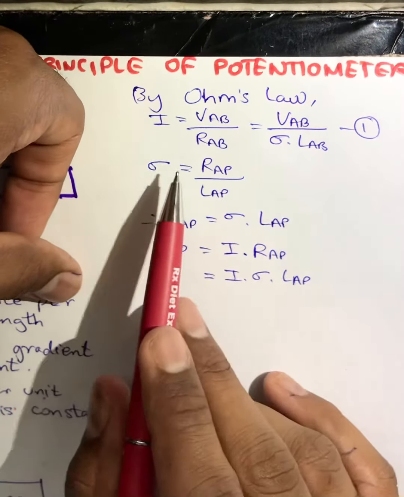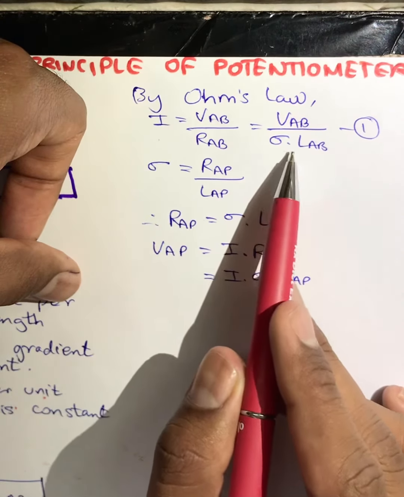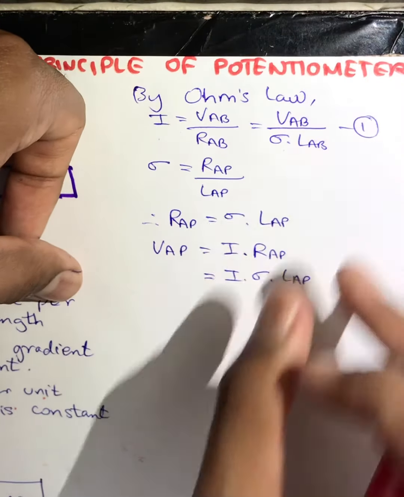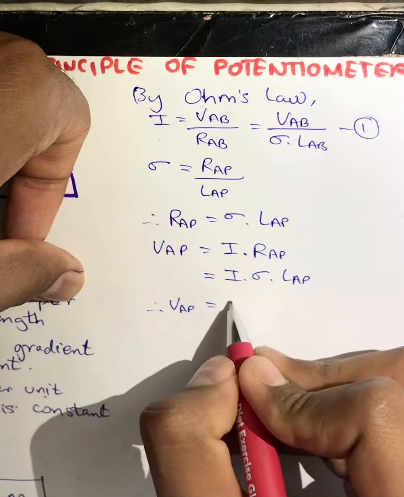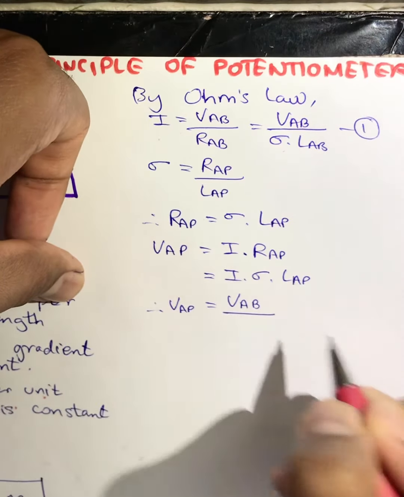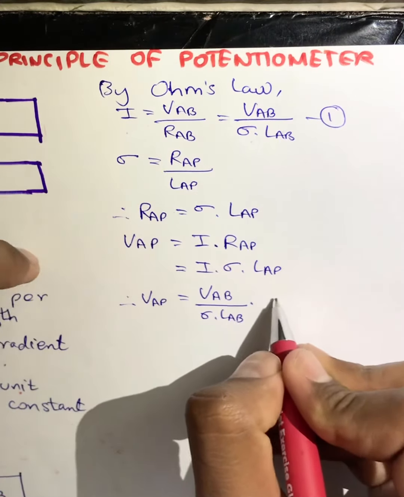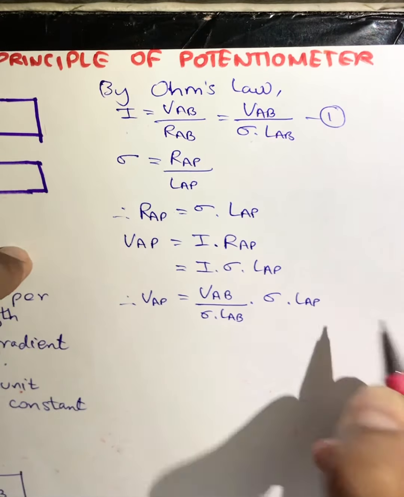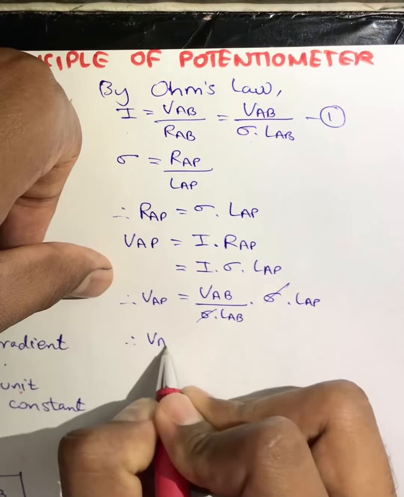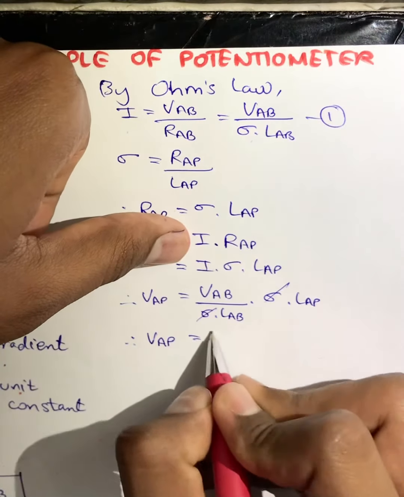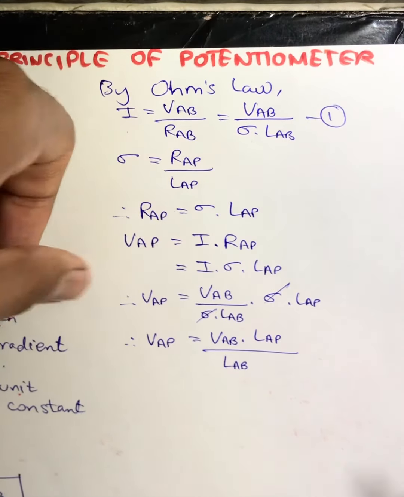Now from here, we get the value of I. I is equal to VAB upon rho into LAB. Substituting this value from 1 in this equation, VAP is equal to VAB upon rho into LAB, into rho into LAP. So rho and rho get cancelled off. Therefore, VAP is now equal to VAB into LAP upon LAB.